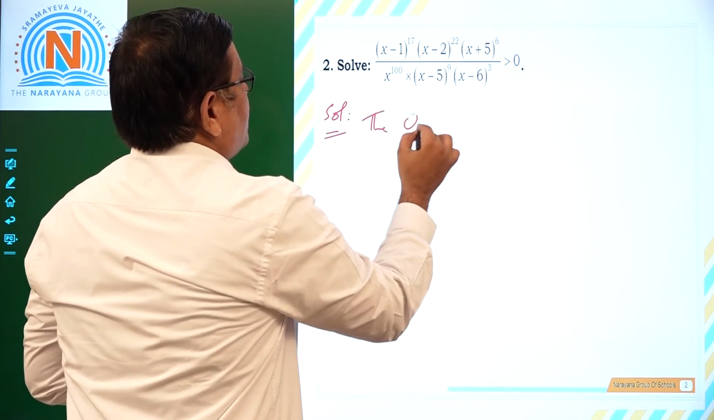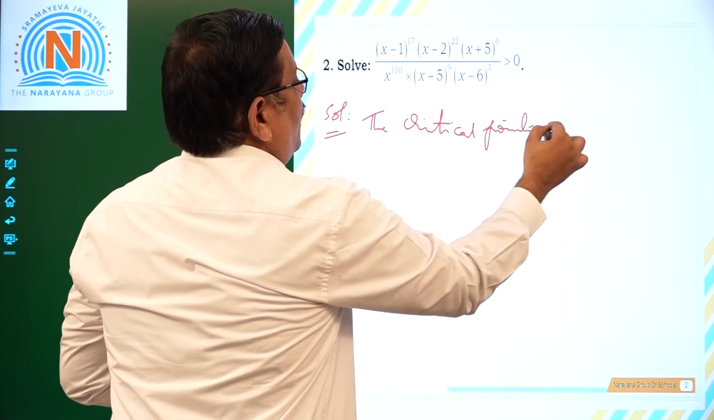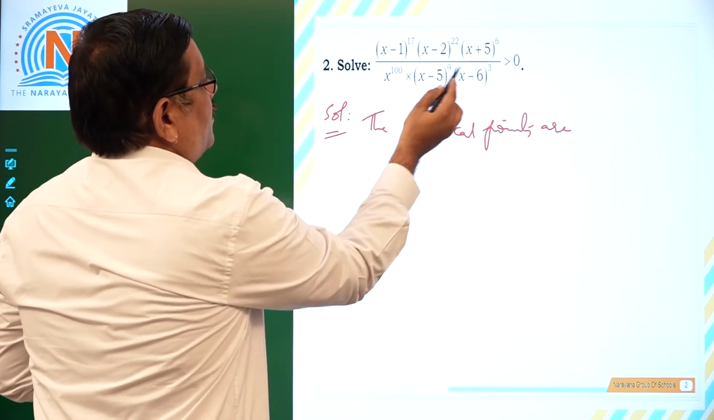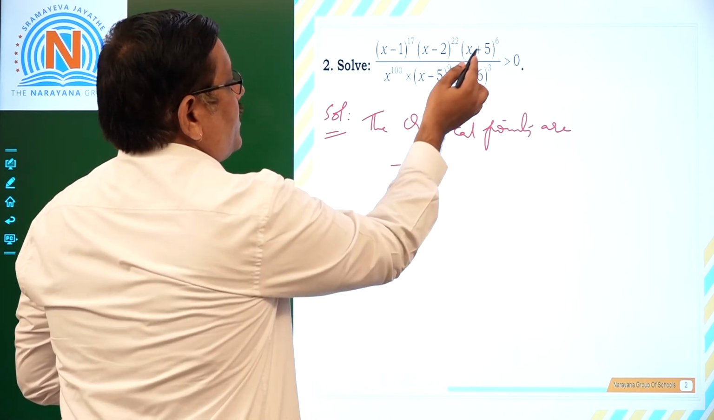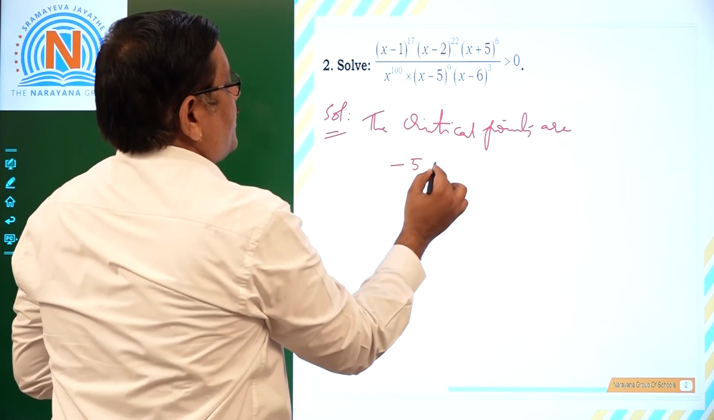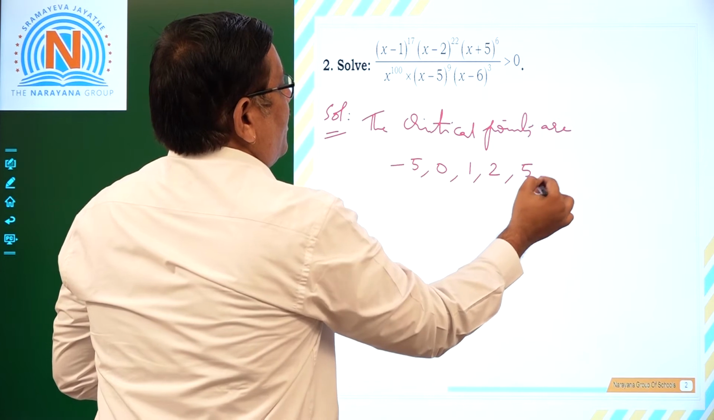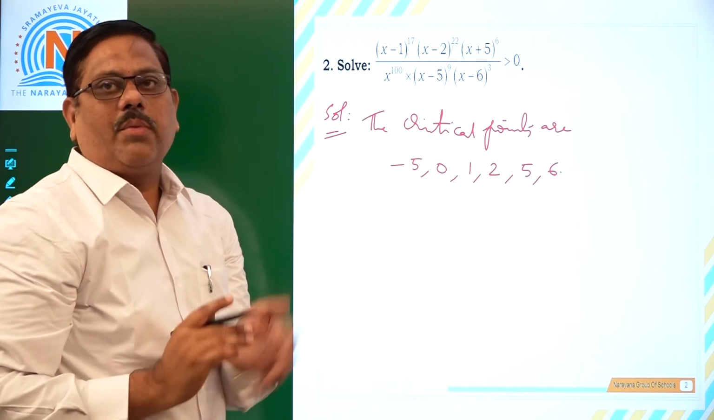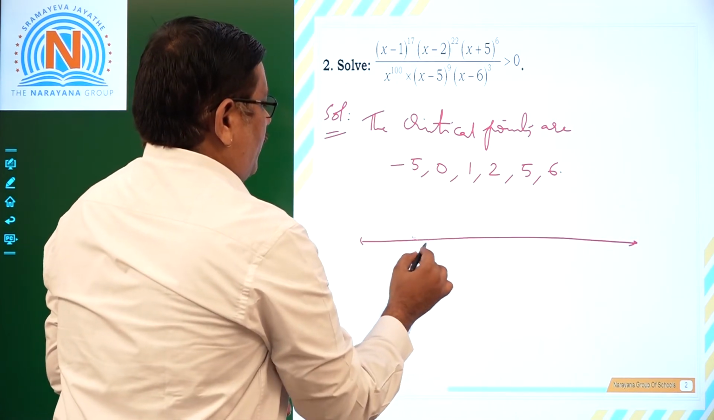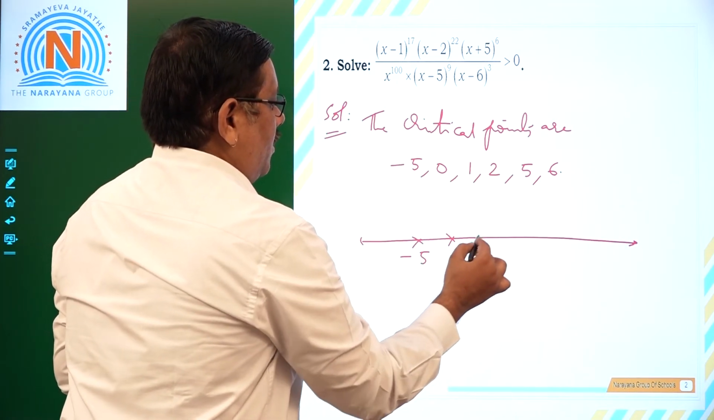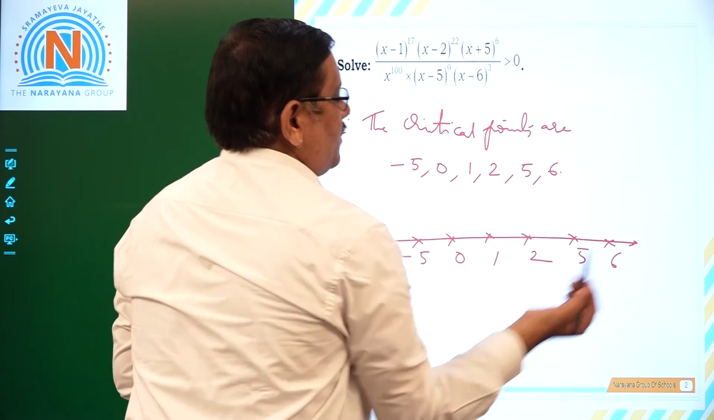The critical points are, what are they? Let us start with x plus 5 equal to 0, that is minus 5. Next x is 0, next is 1, next is 2, next is 5, next is 6. In order I took the critical points. Okay, now we have to plot them on the number line. So minus 5 here, 0 here, 1, 2, 5, 6.